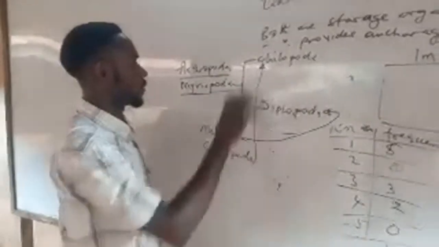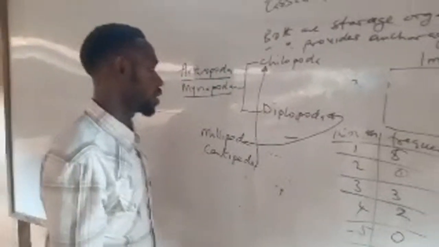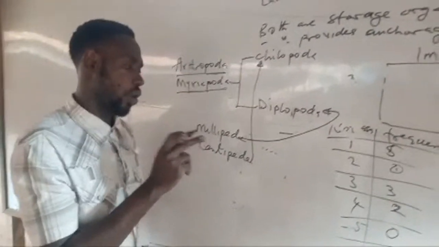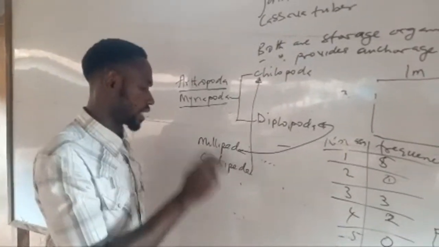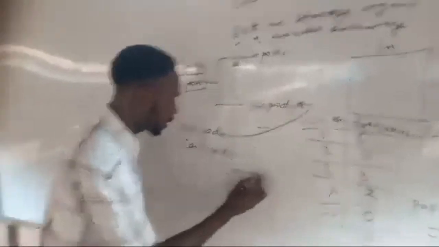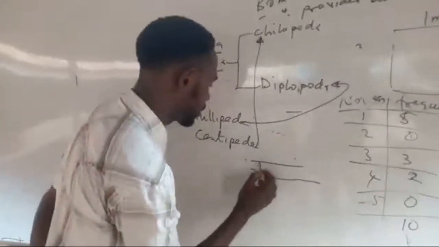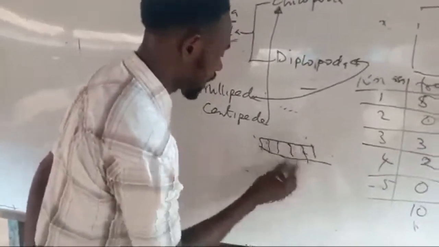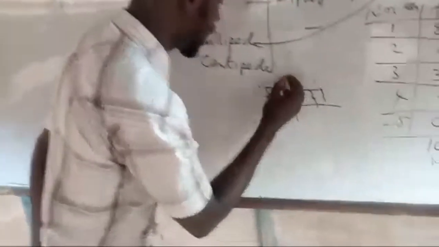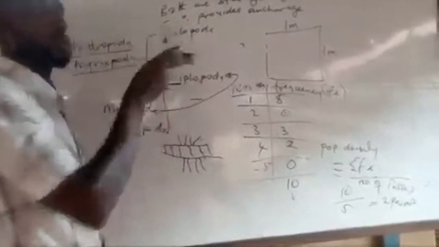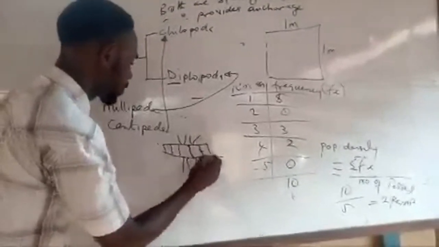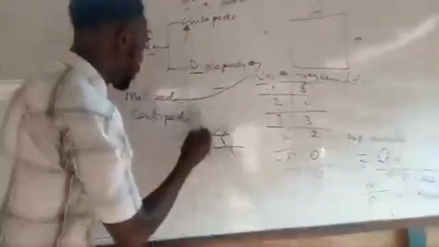If you are asked to differentiate between the two, what will you say? First, millipede has two pairs of walking legs in one body segment. See the illustration. Let's assume that this is a millipede and these are segments. Hence their name Diplopoda: di means two, just two pairs of legs in one body segment. Remember, this is the segment. If you come here: one, two, one, two, one, two, one, two.